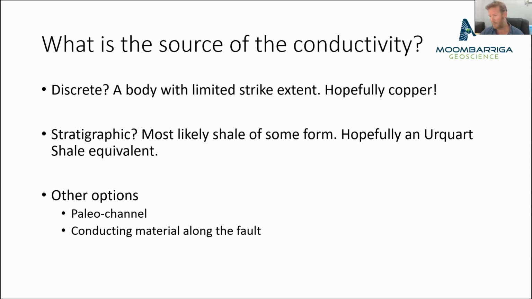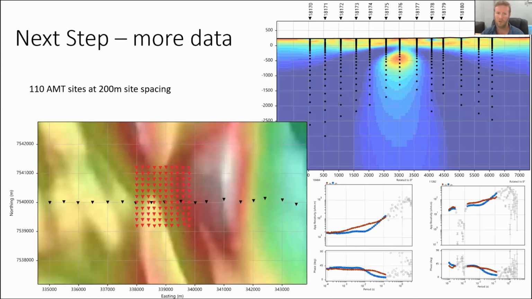Does the fault give us that response? Is there water along the fault, or is it altered, or does it have graphite in it or something like that? So there's plenty of options. So we wanted to go and find out what it was or what it is.